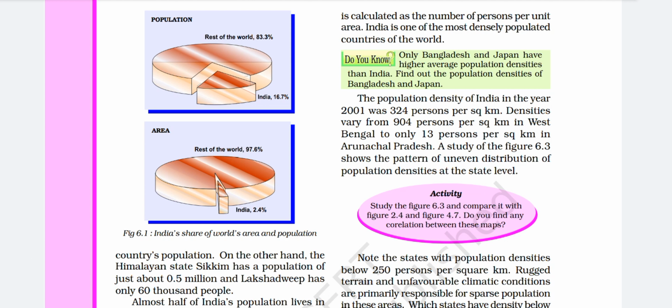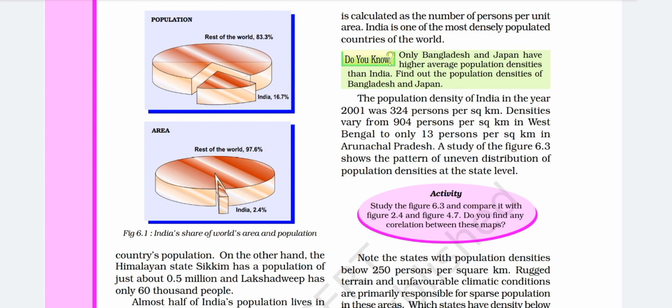Again, look at figure 6.1. If the population is more and the area is less, the people have to live in congested areas. The same area is not distributed according to the population. That's why the density of population of India is more. Only Bangladesh and Japan have higher average population densities than India. Their population is less than India, but they have less area than India. That's why their density becomes more.